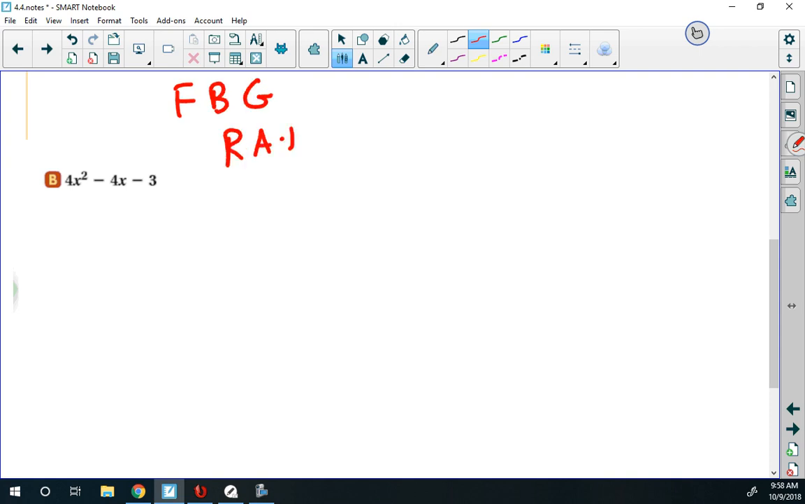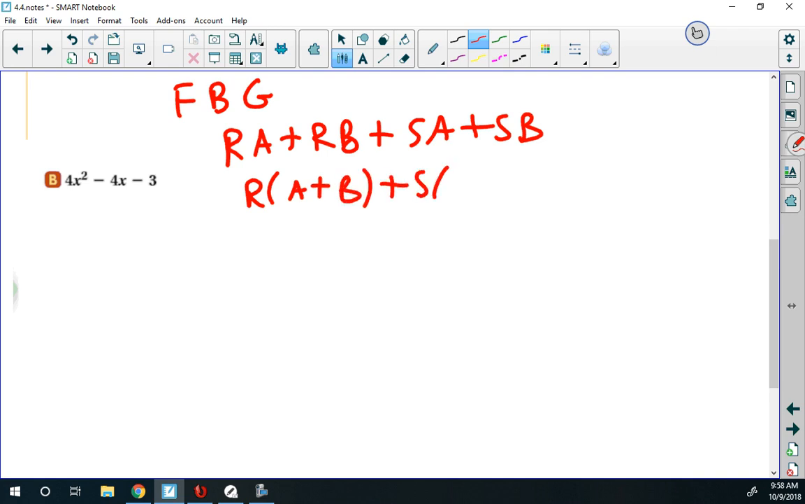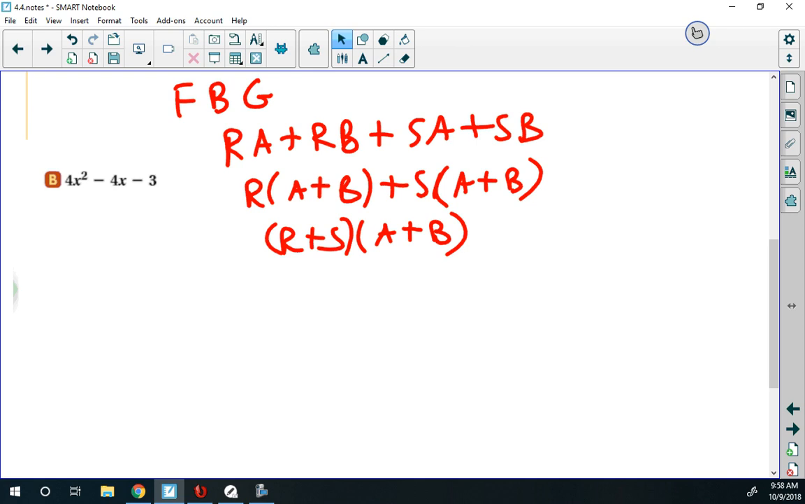It goes RA plus RB plus SA plus SB. You got to watch out. You don't want to say some of that stuff in Youngstown. That's R times A plus B plus S times A plus B. So it's R plus S and A plus B. So the trick to this factoring by grouping is you got to have 4 terms, and we don't.